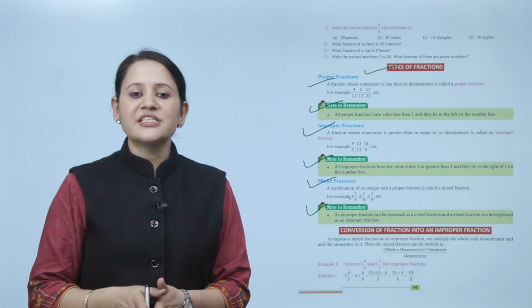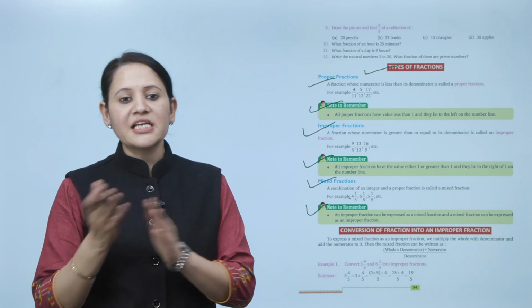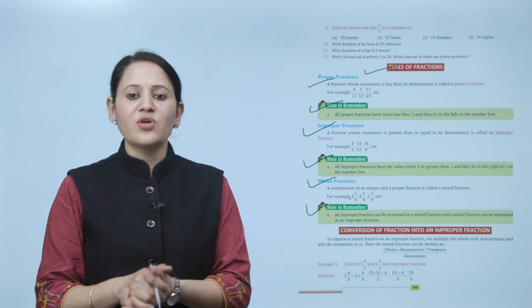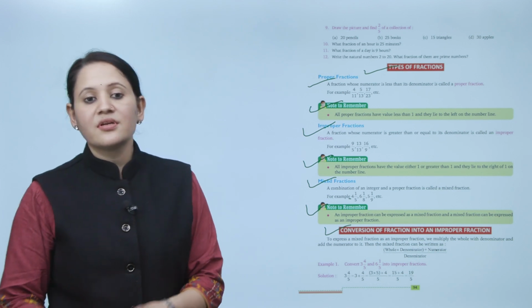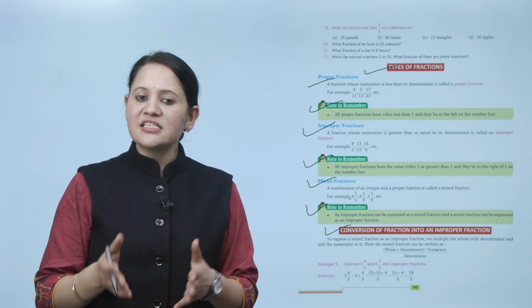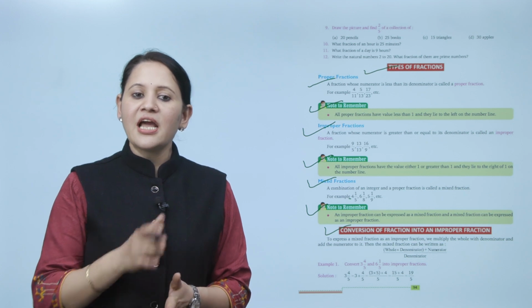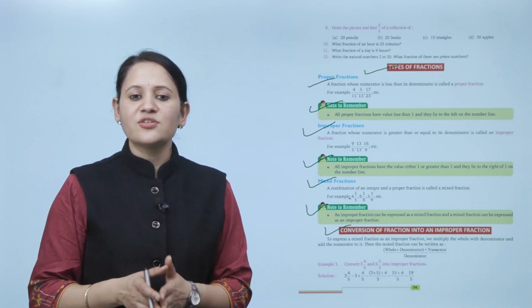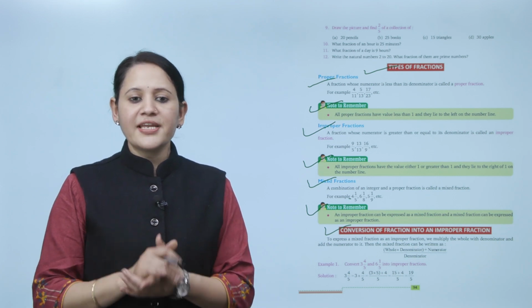An improper fraction can be expressed as a mixed fraction, and a mixed fraction can be expressed as an improper fraction. Next is conversion of a mixed fraction into an improper fraction. To express the mixed fraction as an improper fraction, we multiply the whole with the denominator and add the numerator. Then the mixed fraction can be written as whole into denominator plus numerator, upon denominator. Now we will take an example.